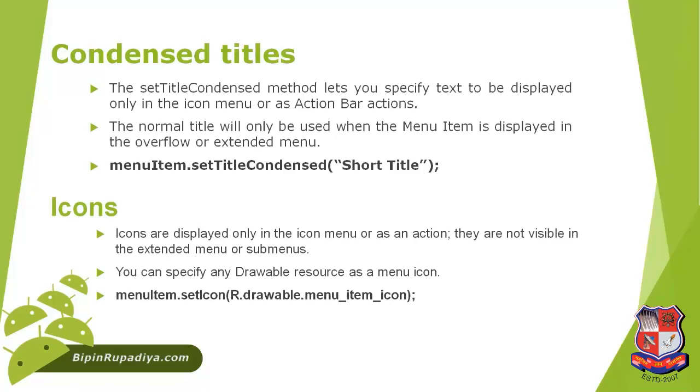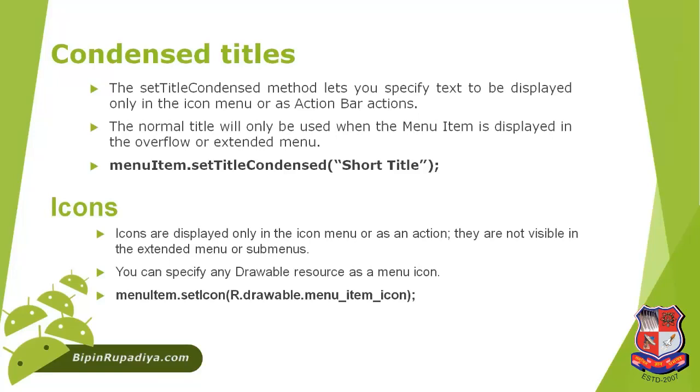Just initial letters: R for red, G for green, B for blue, right? So that can be the condensed title, right? In a menu item, if you have a long title of 2 or 3 keywords that cannot exist in any particular view, then this condensed title can be utilized.